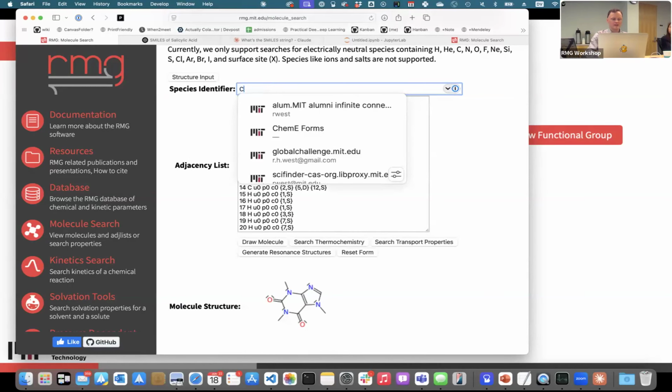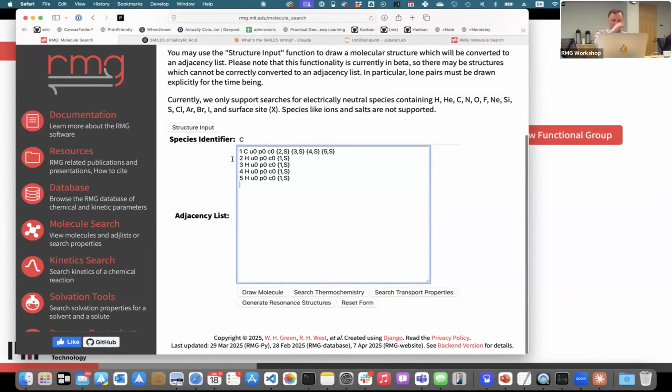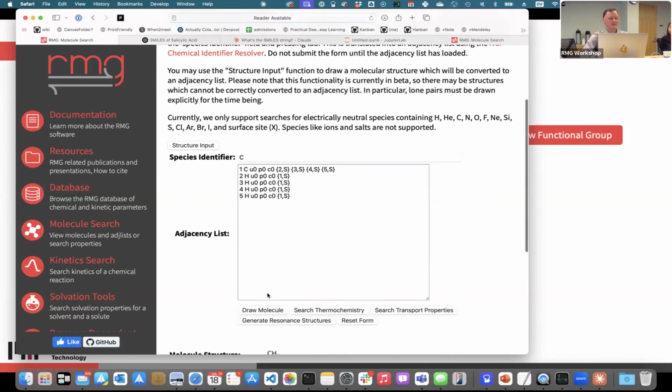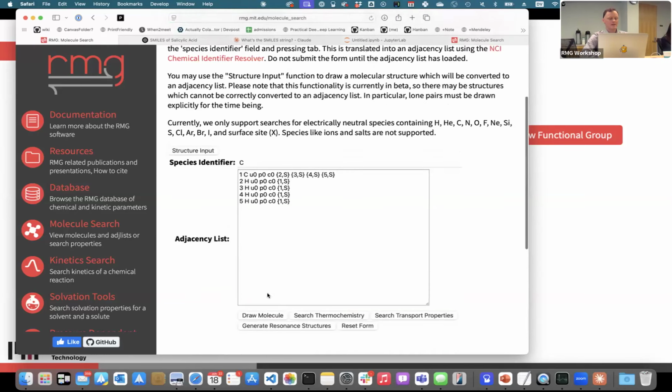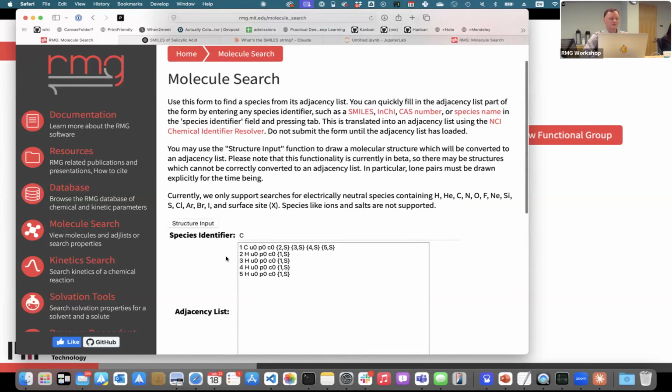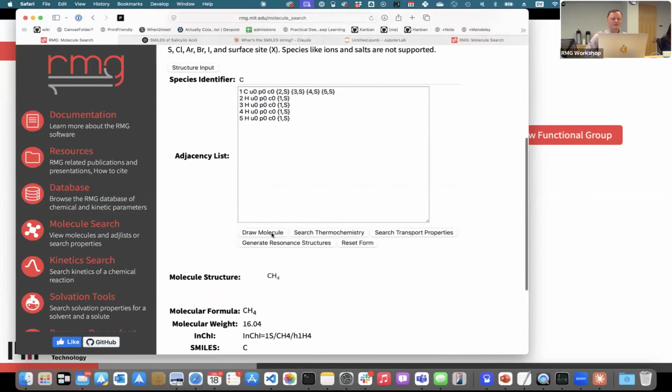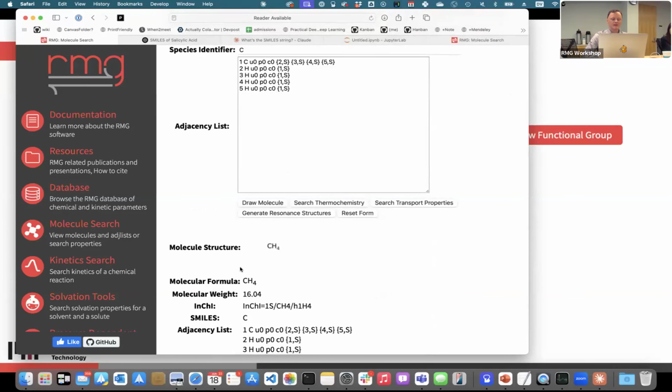If you enter something that is a valid SMILES string, it assumes it's a SMILES string. So if I enter C, it assumes I mean methane and gives me methane. So this is a really useful website. If your log file or your crash report says RMG crashes and this was the molecule, paste the adjacency list in here and hit draw molecule just to see what it is.